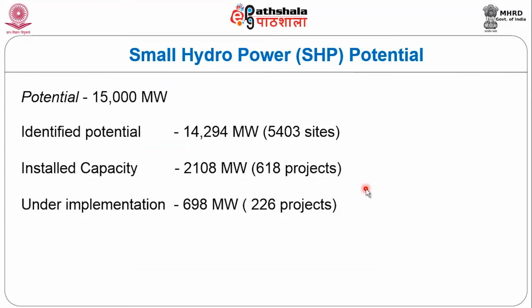Small hydro power potential is about 15,000 megawatt, and the identified potential is about 14,294 megawatt, and we have about 5,403 sites. Installed capacity of 2,108 megawatt, we have about 618 projects. Under implementation 698 megawatt, we have about 226 projects.